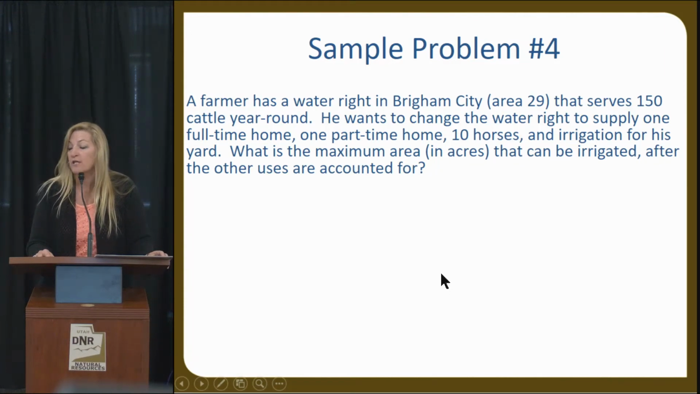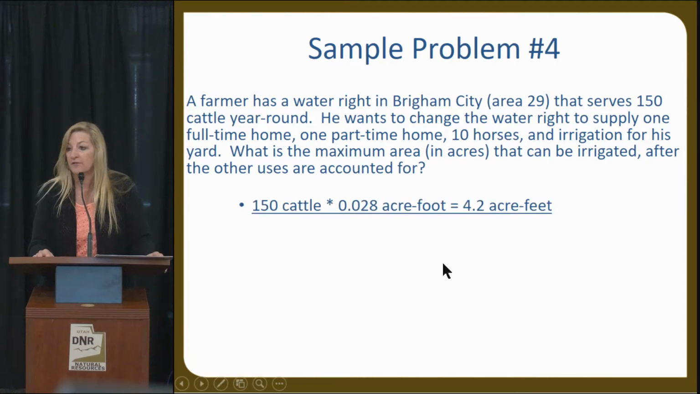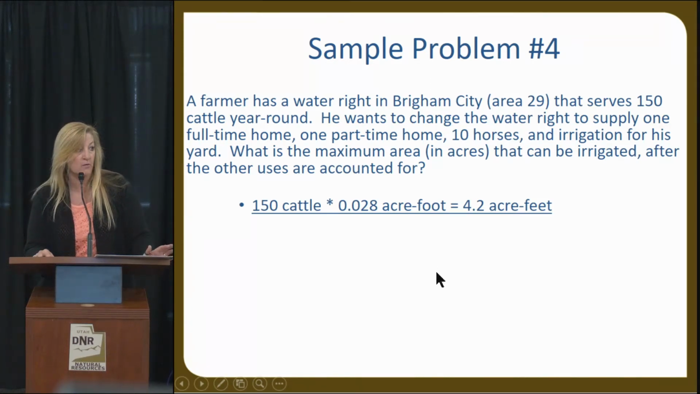So we're starting with 150 head of livestock. So how much water does that equate to? 150 times 0.028 is going to be 4.2 acre-feet. That is our beginning water amount. We cannot go over that water amount with our uses.